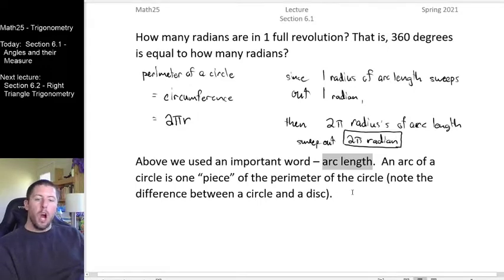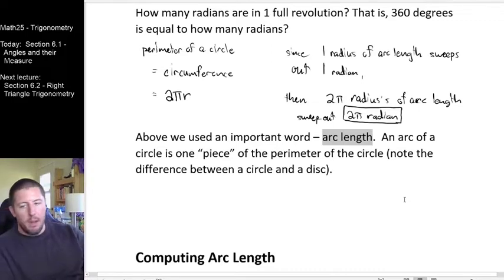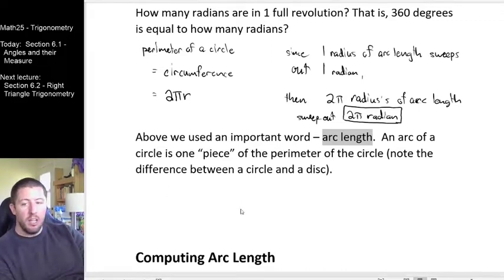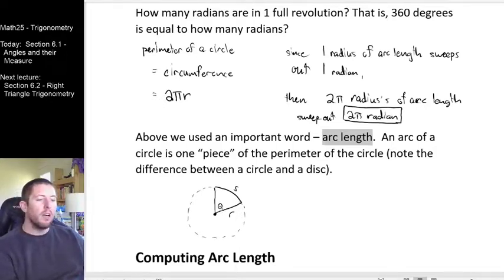So above we used an important word, arc length. An arc of a circle is one piece of the perimeter of the circle. And by the way, I'd like to identify that a circle is just the edge, whereas a disc is the whole thing, including being filled in. I can't really actually draw this, but that might be that solid thing. This is like one arc length right here, right? And I would notate that as being S, and I might indicate a radius right there. And what you can see is maybe there's some angle that's associated with that arc length.